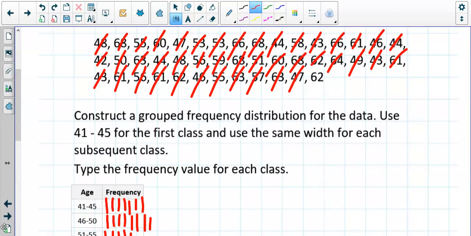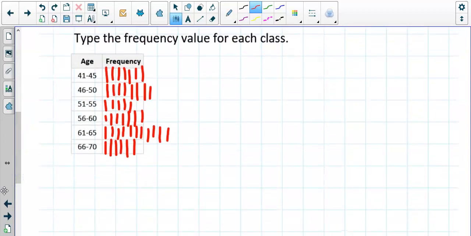There we go. So all we do now, just count up what you got. So we've got 1, 2, 3, 4, 5, 6, 7. So in that first blank, you put 7. And you got 1, 2, 3, 4, 5, 6, 7, 8. Second blank is 8. 1, 2, 3, 4, 5. 5. 1, 2, 3, 4, 5, 6, 7. 1, 2, 3, 4, 5, 6, 7, 8, 9, 10, 11. 1, 2, 3, 4, 5, 6.